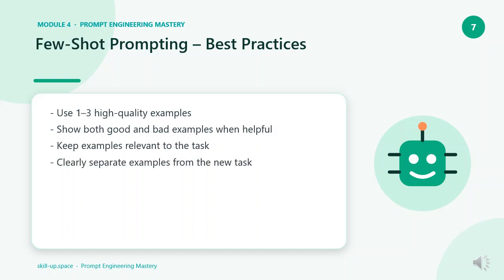Here are the best practices for few-shot prompting. Use between 1 and 3 strong examples. Sometimes showing one bad example and explaining why it's bad can be very effective. Make sure your examples are relevant to the current task. Clearly separate the examples from the new request you want the AI to handle.